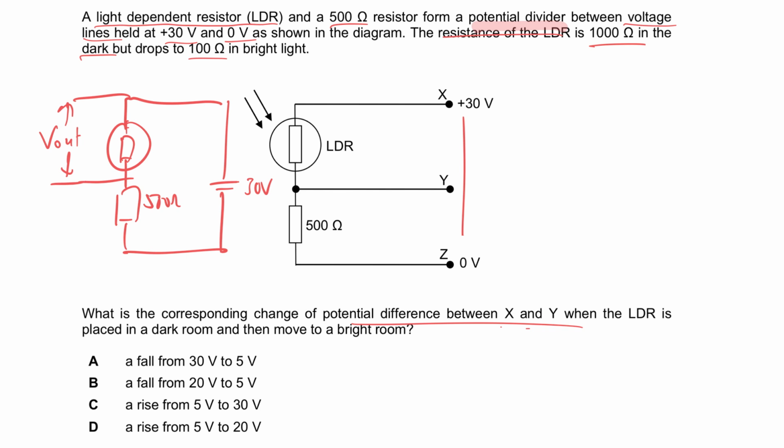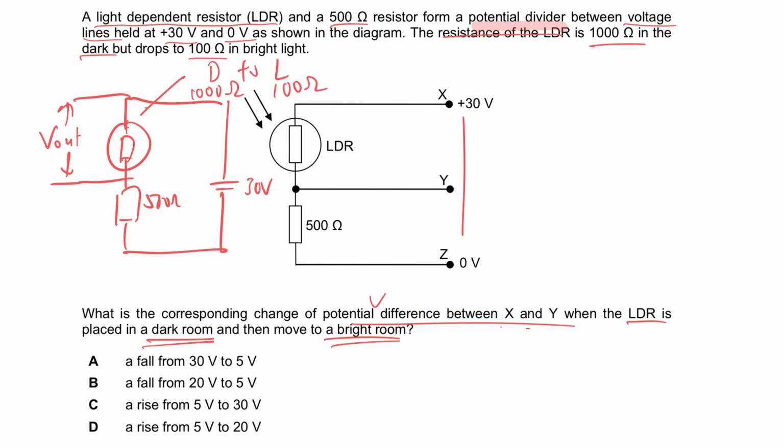This is the kind of diagram that you always see in your worksheet or textbook, so they are the same. The question asks you for the change in your potential difference when the LDR is placed in a dark room, then moved to a bright room. So the LDR goes from dark to a brighter room, and the resistance changes from 1000 to 100 ohms.